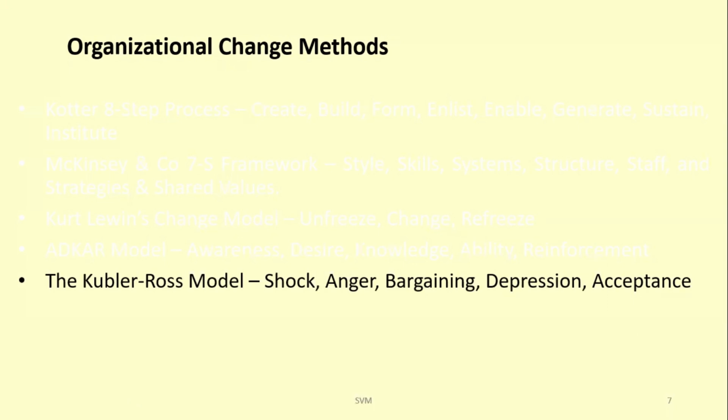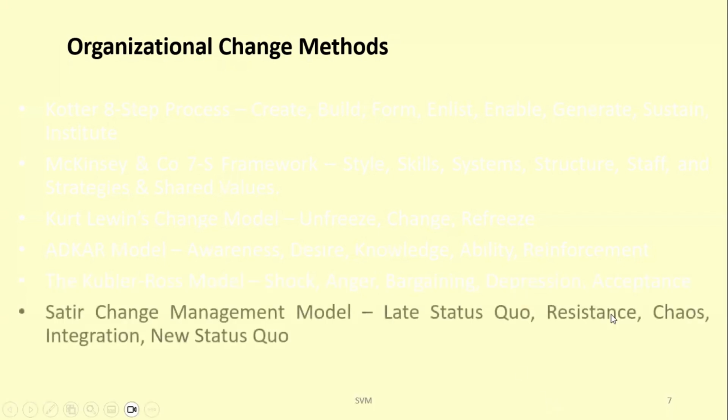When you say bargaining, it is about attempting to regain control, meaning attempts to negotiate or find some alternatives, somehow seeking a way to undo the situation. Depression is about the feelings of sadness, hopelessness, etc. So basically, you try to emotionally confront the reality. Finally, you come to an acceptance stage where you acknowledge and accept the situation and accept the change, and then move forward with a new perspective. That is about the Kubler-Ross model.